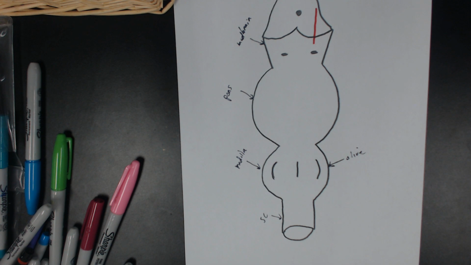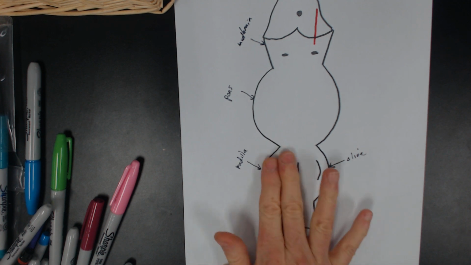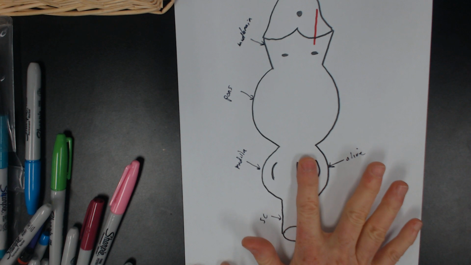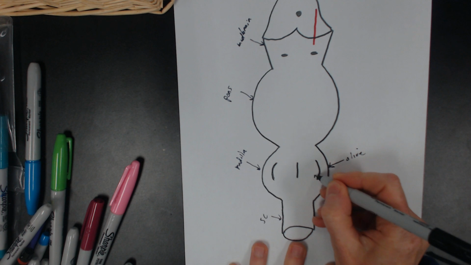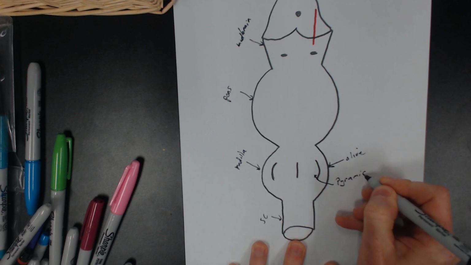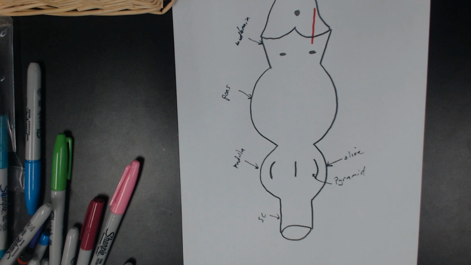Okay. Now, that outside bump is the olive, and it's bilateral, one on each side, so it's there and there. There's this middle bump right here. Does anybody know the middle bump's name? That's a pyramid. So the outermost bump is your olive, and the innermost bump is your pyramid.